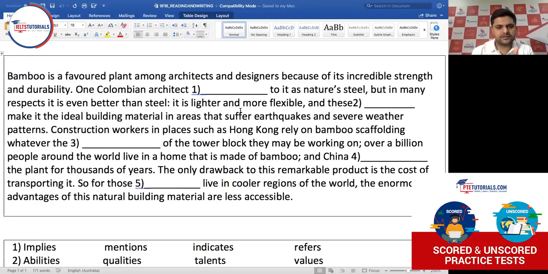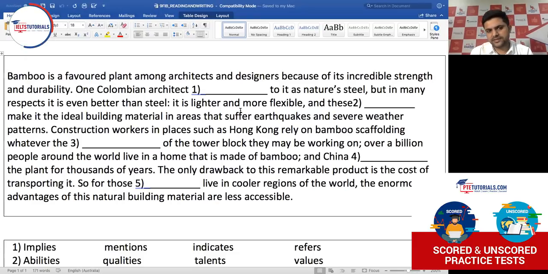So just make sure that you look at all the punctuation marks. All right, now starting with the first sentence. Bamboo is a favored plant among architects and designers because of its incredible strength and durability. So this first sentence talks about some properties of bamboo, that it is a favored plant among architects and designers, and the reason, its incredible strength and durability.